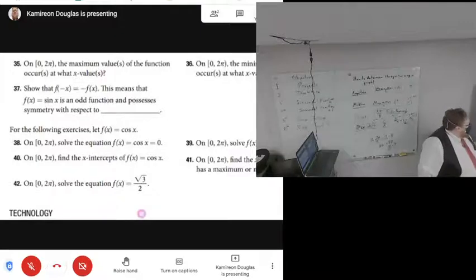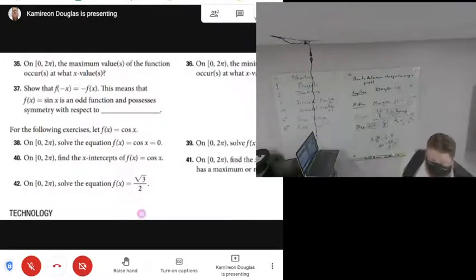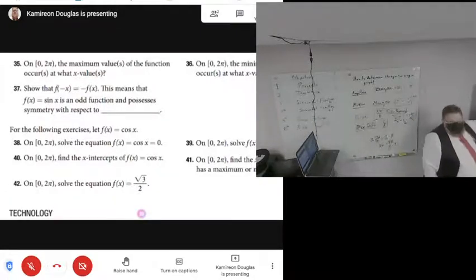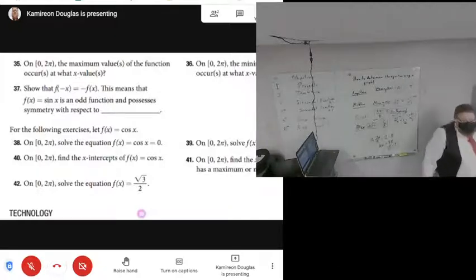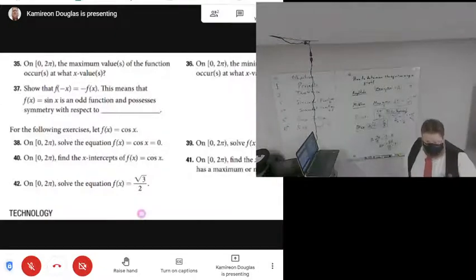Number 37. Show that f of negative x is equal to negative f of x. This is actually one you can do with Desmos as well. What we have to do is graph two functions this time. One where the negative is inside of sine, one where the negative is outside of sine. And you'll see they are in fact the same. Here we go. The second piece is the definition we had as a test question last chapter. There was a reason it was a test question. It comes up again. Odd and even functions come up. So, odd functions are ones that are symmetric with respect to the origin.